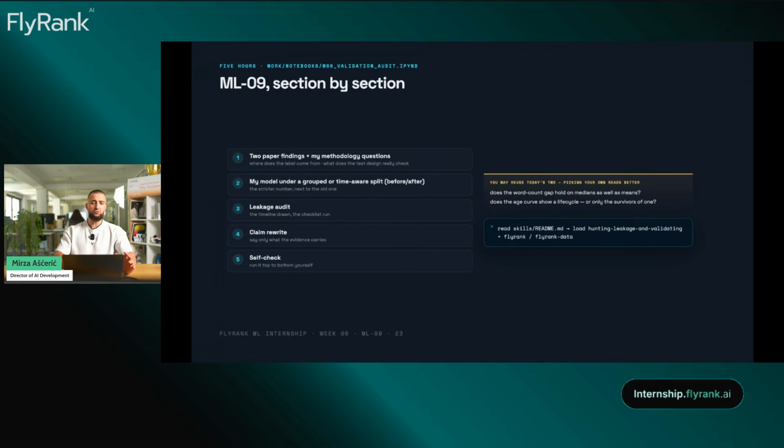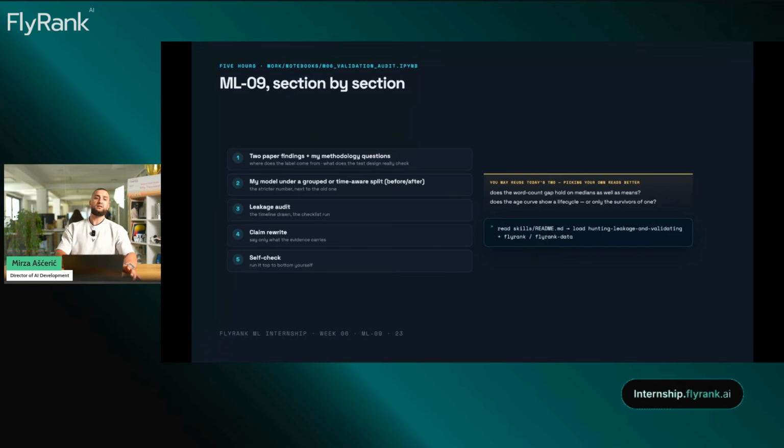And here is your homework for your ML9, and it will take about a few hours, maybe. You already have the basic plan. It has 5 parts. So one, find 2 things in our FlyRank research paper, the PDF you get in week 5, not the paper you will write yourself in week 8. So just to be clear.